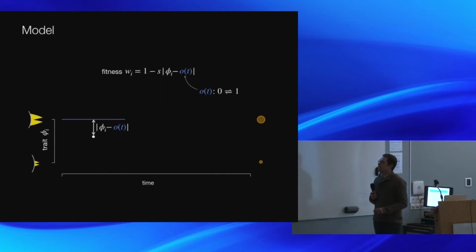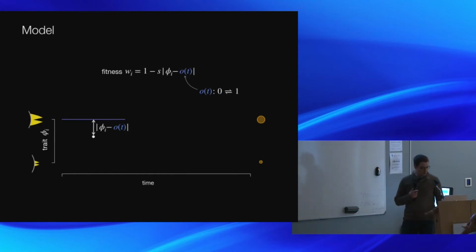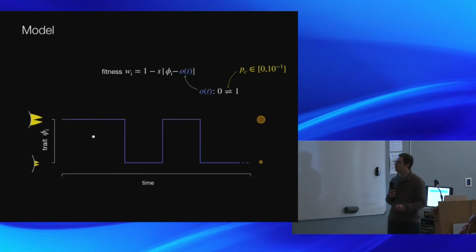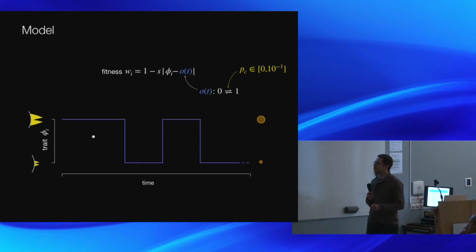Fitness is calculated as a function of the difference between an optimum and the phenotype. So if the phenotype is very different from the optimum, fitness will be low. And this optimum can change in time. It can take two states, 0 or 1, and it can change with a probability PC. So PC can be 0 and the environment is stable, or PC can be positive and then the environment changes at some frequency.